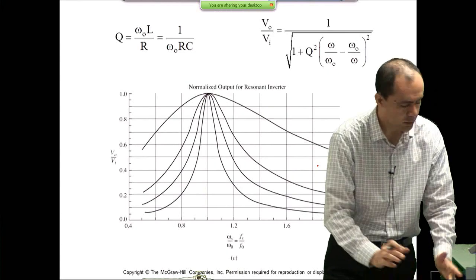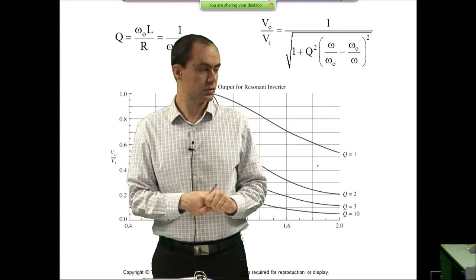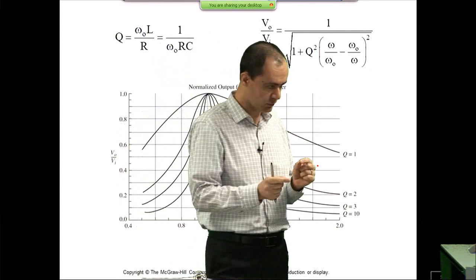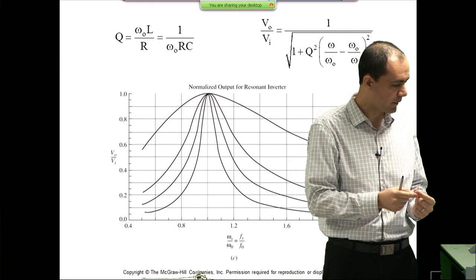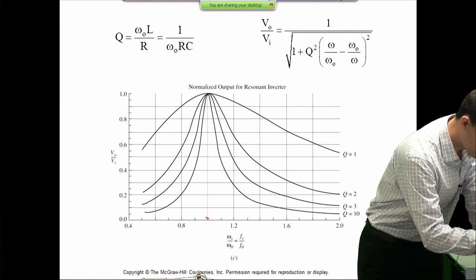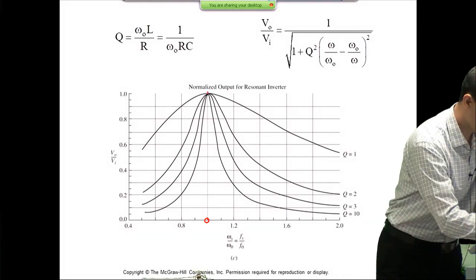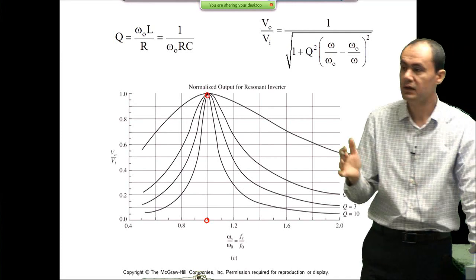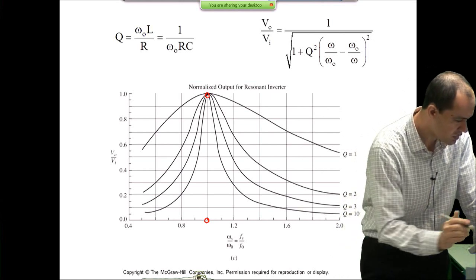The performance of most of these converters depends on the quality factor you choose, and also the relationship between the switching frequency and the resonance frequency. As you can see, for instance, here, if the switching frequency and the resonance frequency are exactly the same, you get the highest gain. But if you deviate from that, it's going to get a little bit different. And obviously the quality factor.